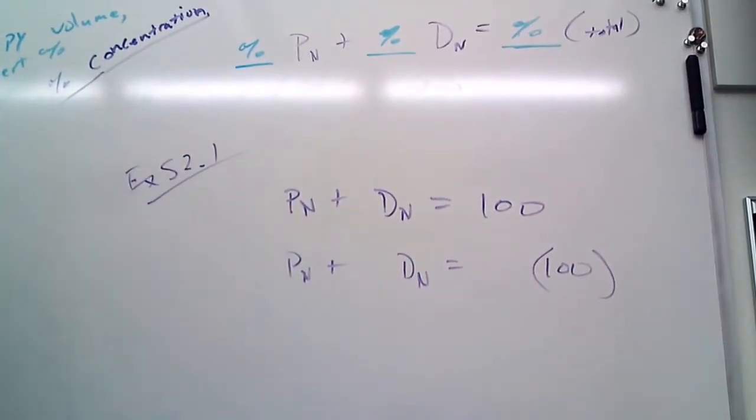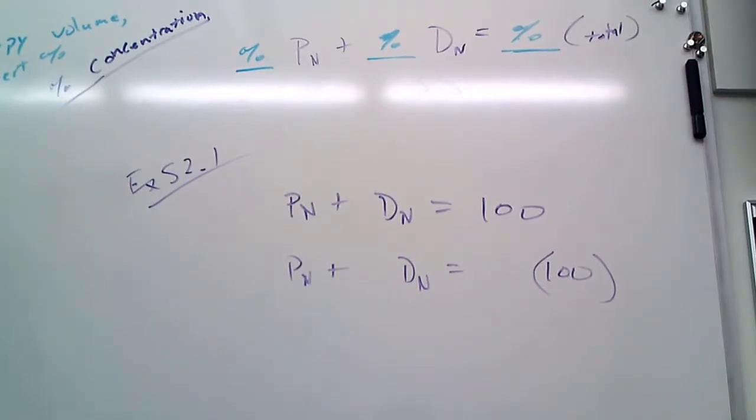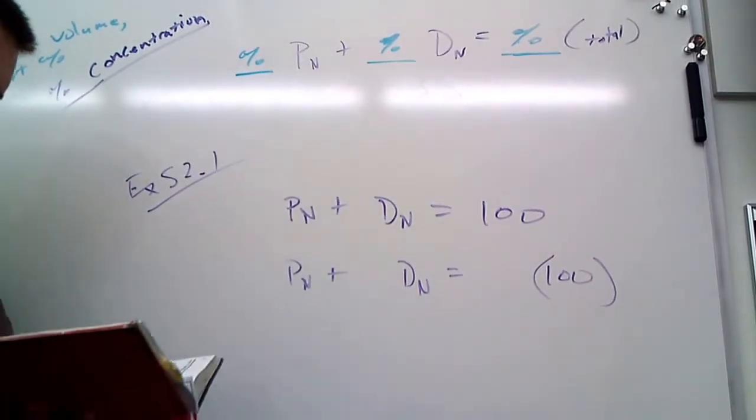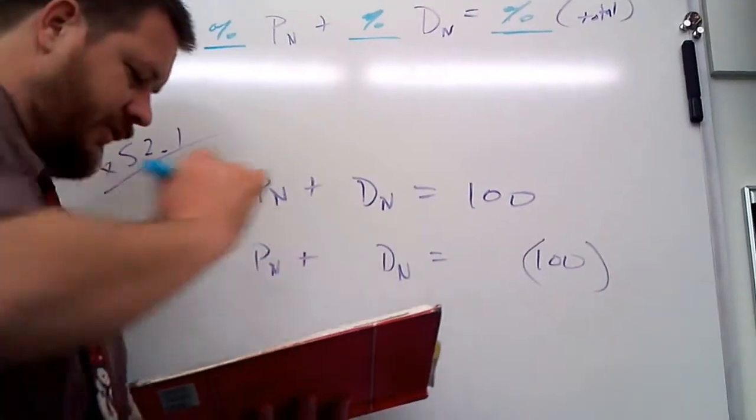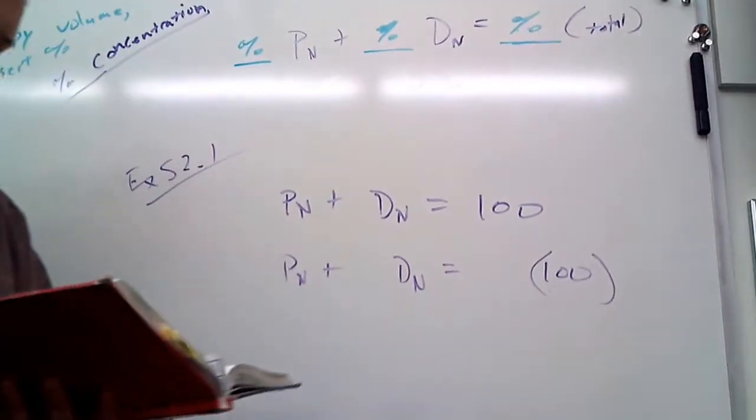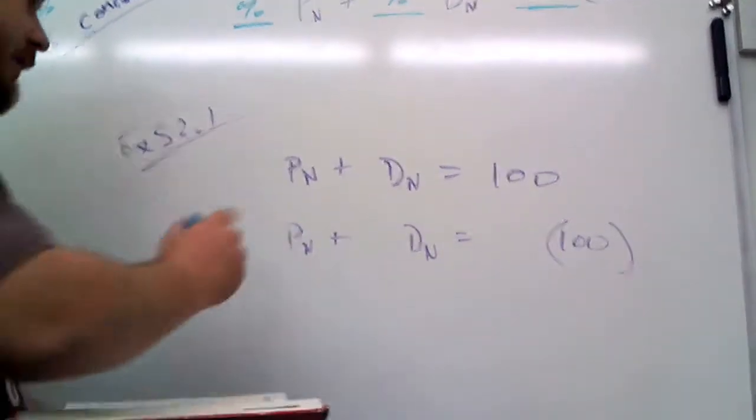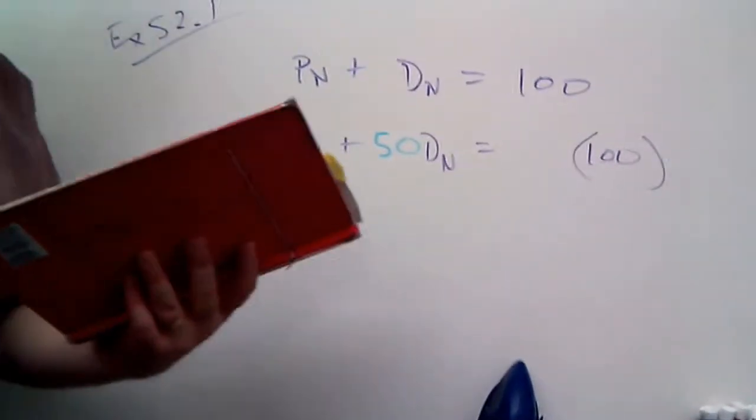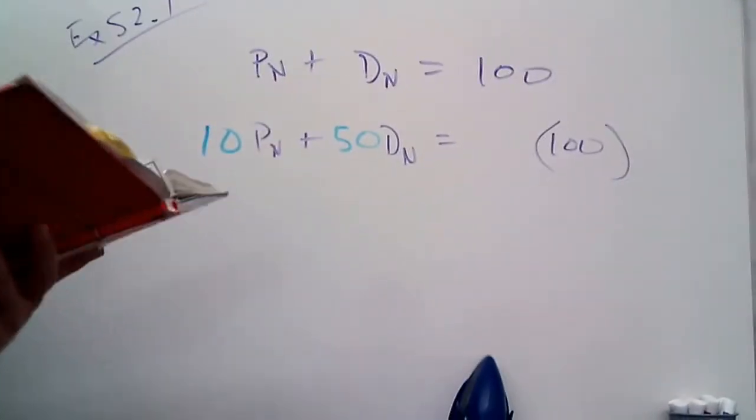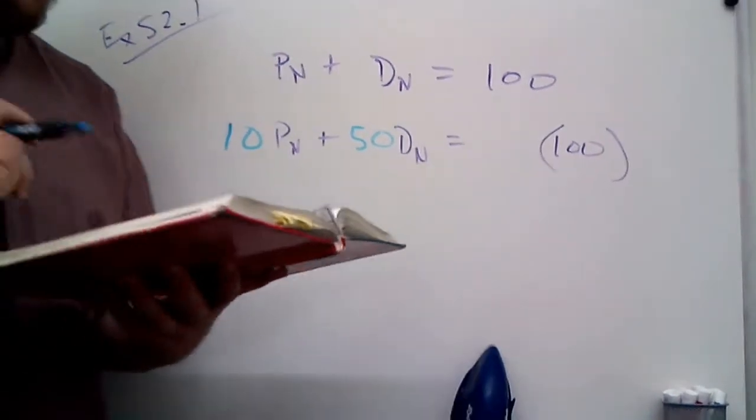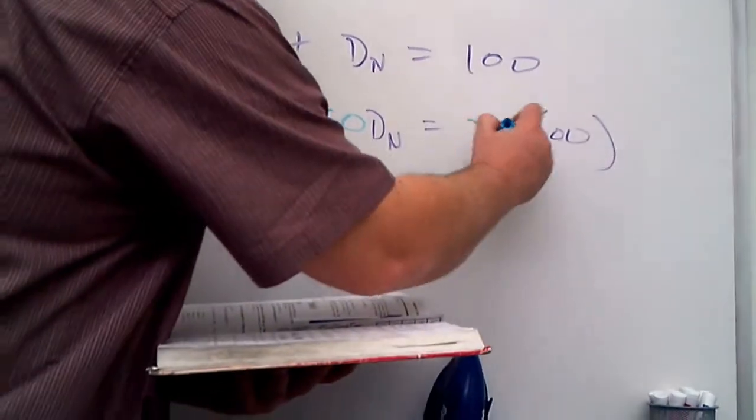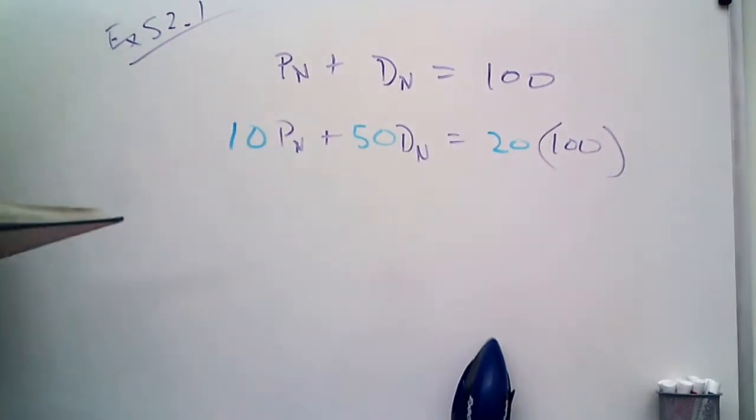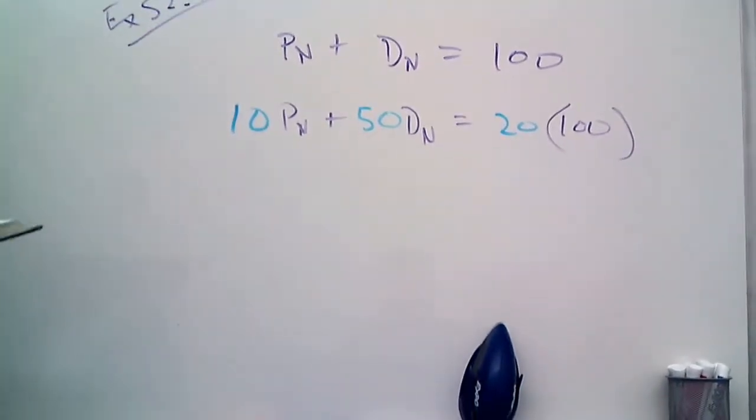And we are going to put in the concentration levels. So we've got here, see, the druggist has two solutions. One solution is 10% iodine and the other one is 50% iodine. So let's put in 10% and 50% for our percent concentrations, and we need to end up with 100 milliliters that is 20% iodine. And there is our second equation.